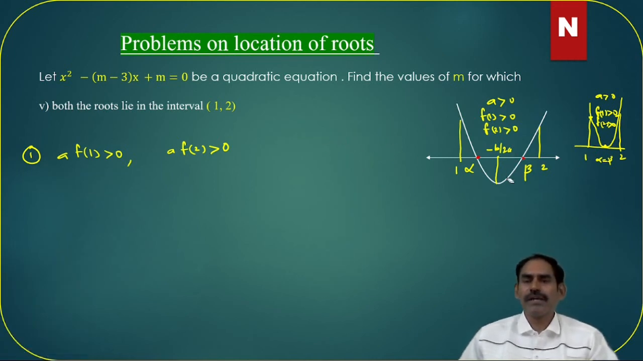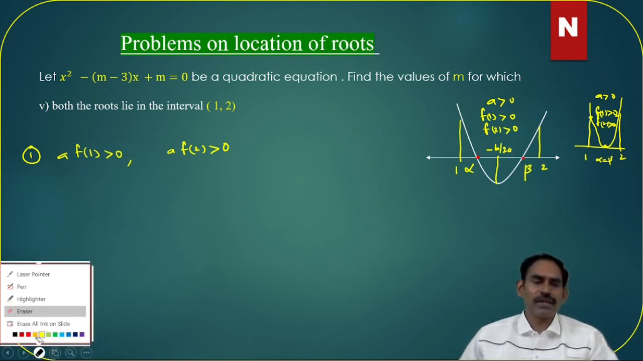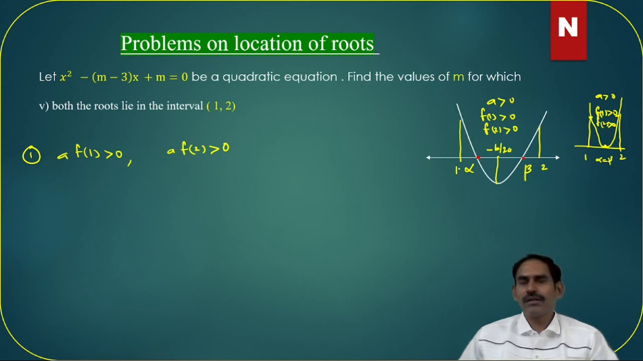Here minus b by 2a, the x coordinate of the vertex, always lies between 1 and 2. So the second condition you can write like this: 1 less than minus b by 2a less than 2. Both cases are satisfied here.